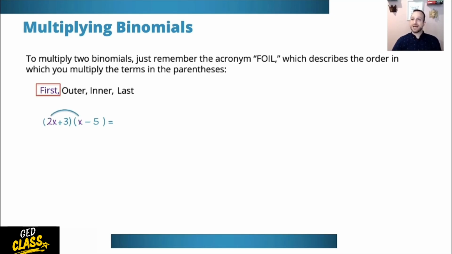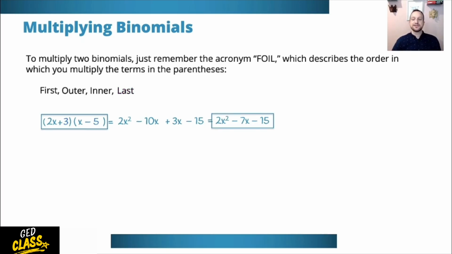The first two terms match up, so we don't forget them. That gives us 2x squared. The outer two terms match up, which gives us negative 10x. The inner two terms give positive 3x. And then the last two terms give negative 15. This is what we mean by first, outer, inner, last. It's really just a way to carefully check that we actually distributed all of the first binomial across all of the second binomial and didn't miss something along the way. Now, combining the like terms, in this case the x terms, gives us 2x squared minus 7x minus 15. That's the expanded form, or the FOILed form, of the original binomials we multiplied.